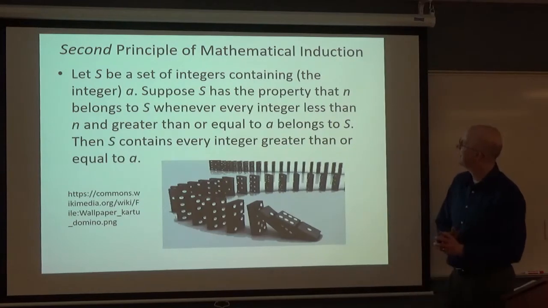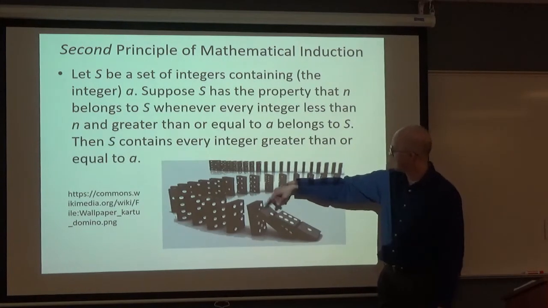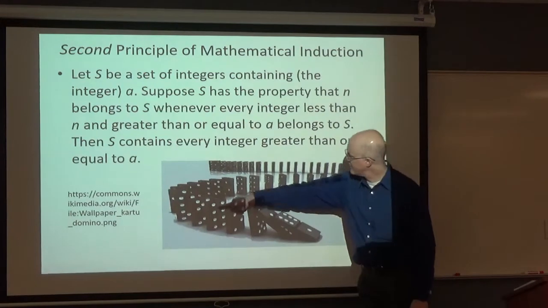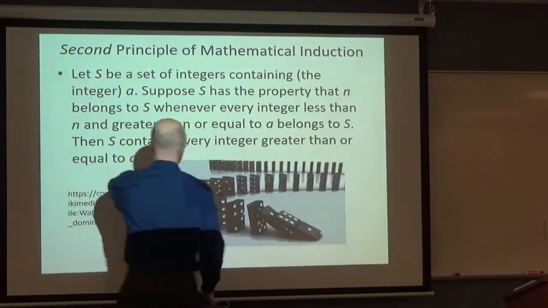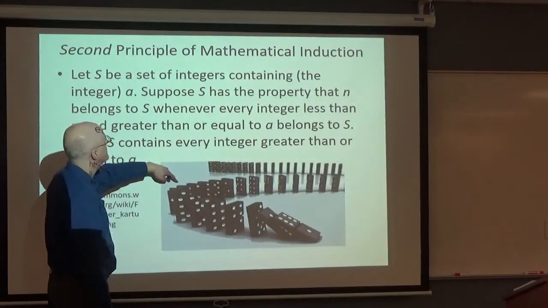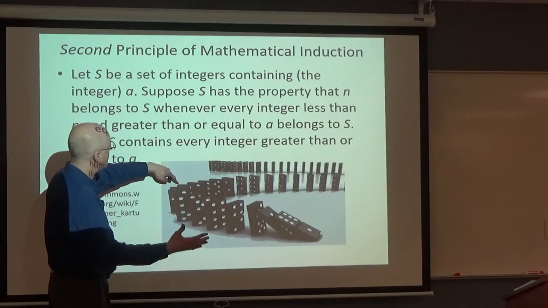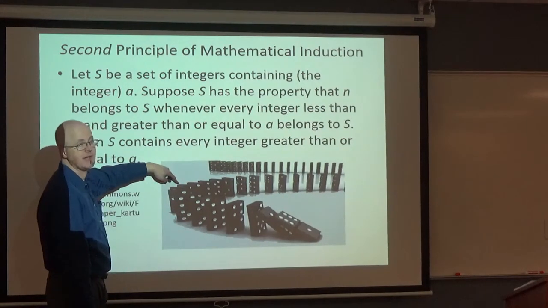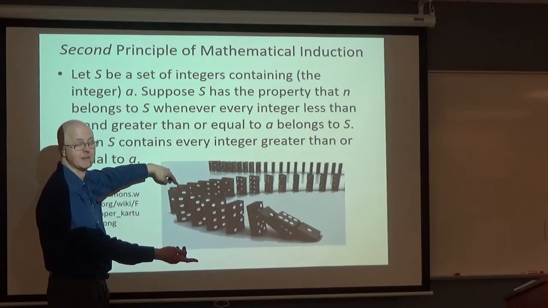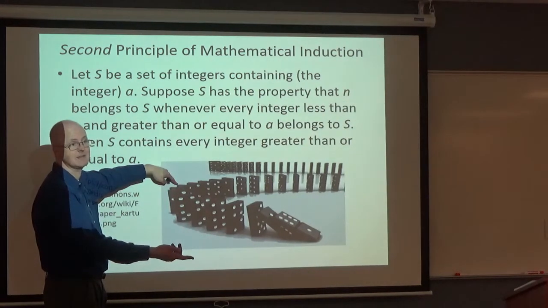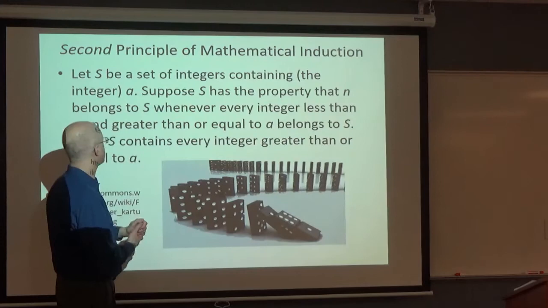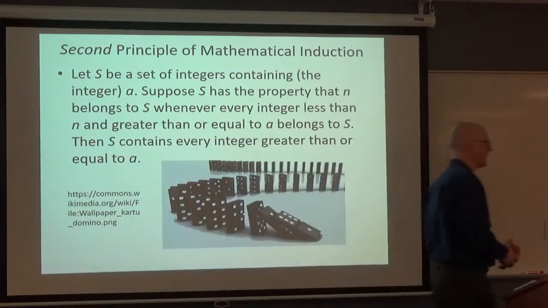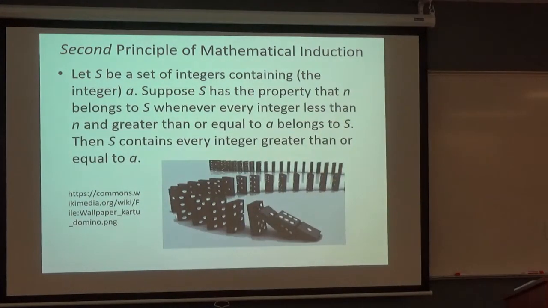Here you're really saying that given any n, like say the 10th domino, or wherever that is, 1, 2, 3, 4, 5, 6, 7, 8, 9, 10th domino there, this has the property that as long as the first 9 dominoes fall down, the next one will fall down. That's essentially what you're saying. It's not just dependent on the preceding one, is the idea. If that property is true, then S is going to contain every integer greater than or equal to A. Let's go ahead and apply this to proving the existence portion of the Fundamental Theorem of Arithmetic.